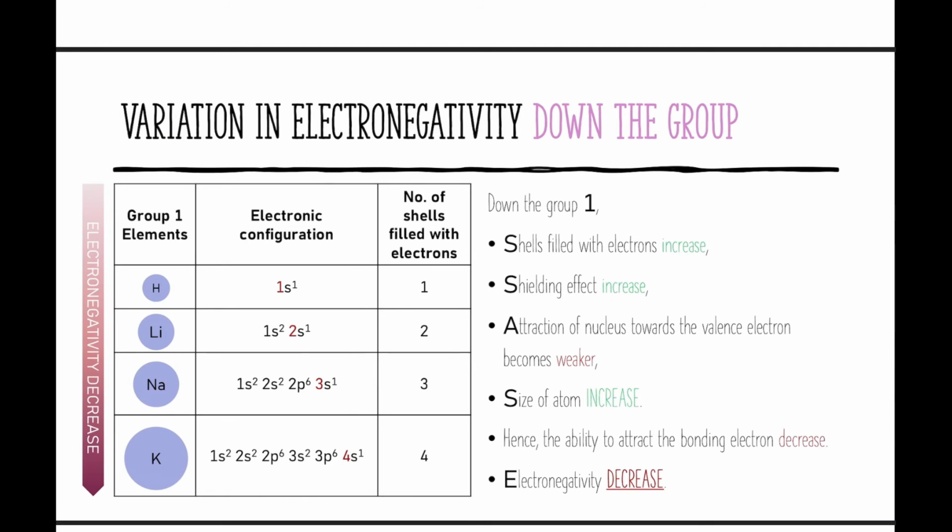Since the size of atom down the group becomes larger, the ability to attract the bonding electron decreases. Therefore, the electronegativity decreases down the group.